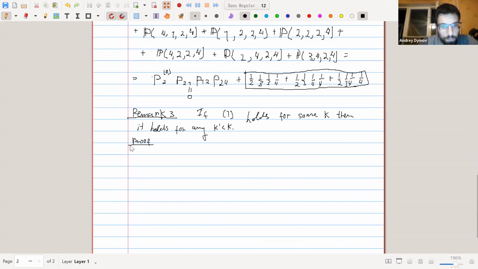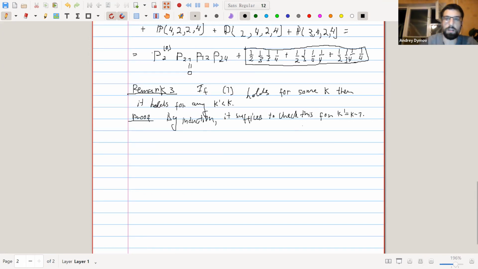Proof. Clearly, by induction, it suffices to check this for k prime equal to k minus one. Because if I've checked for k prime equal to k minus one, then by induction I check for k minus two, k minus three, and so on. Well, assume that the formula is true for some k, and let us check it for k prime equal to k minus one.